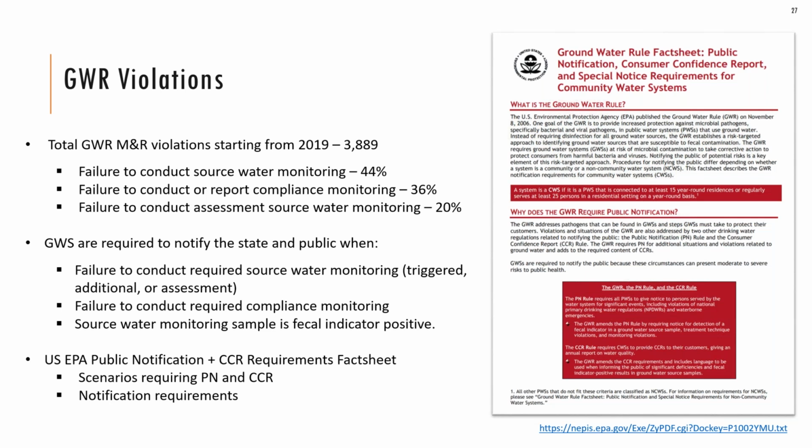These violations, along with events when source water samples test fecal indicator positive, require the systems to notify the public. This public notification fact sheet listed on the right goes into more depth on each scenario that requires public notification and the information that needs to be included in the public notice, as well as the consumer confidence reports. So, since the majority of these violations are failing to conduct source water monitoring, water systems should be aware of the monitoring requirements, be aware of your monitoring schedule, and make sure the proper samples are collected when necessary.